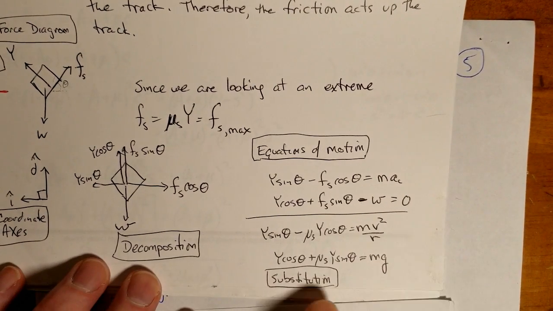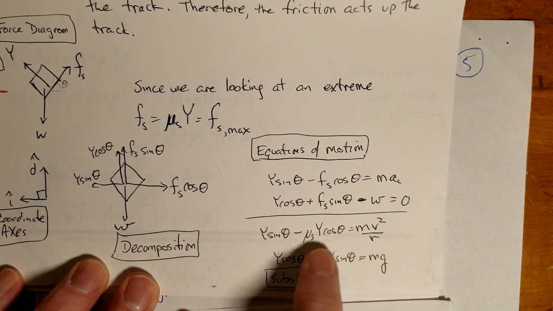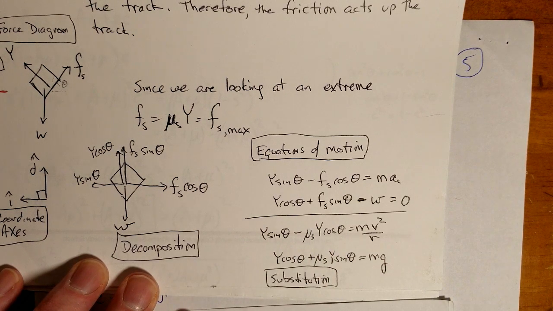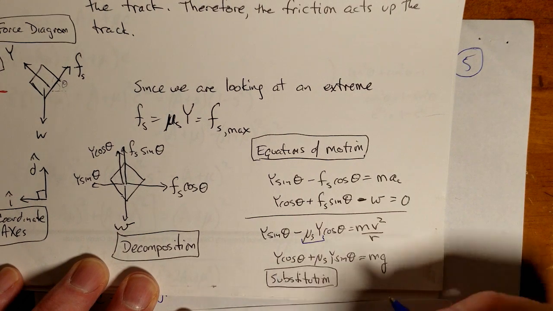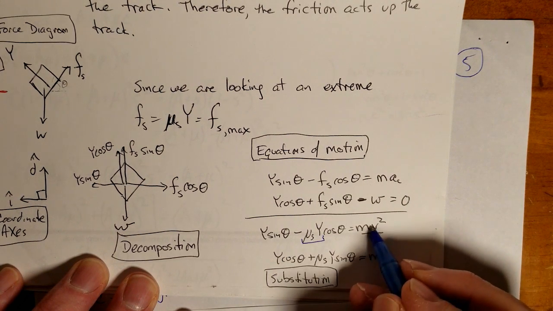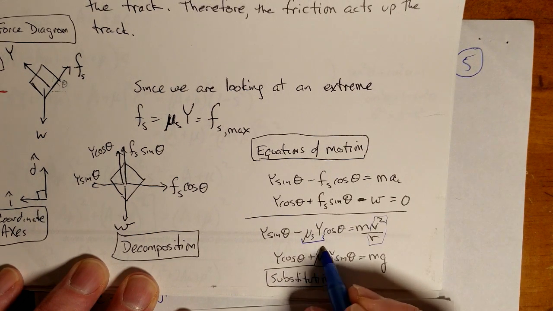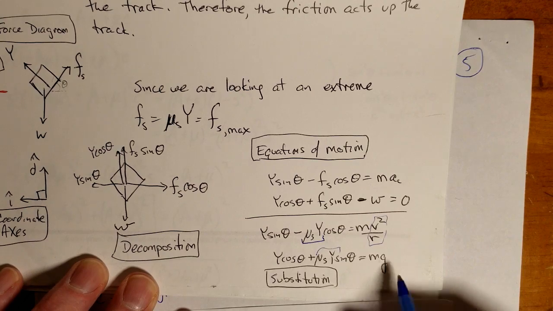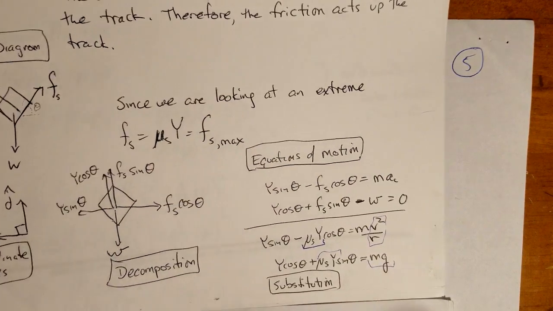We do substitution in N sine theta minus mu s N cosine theta, so that's the formula for maximum friction since we're looking for an extreme here. That's the formula for static friction. That's the formula for centripetal acceleration. And we have friction right there also. And then weight. So now it's left to solve.